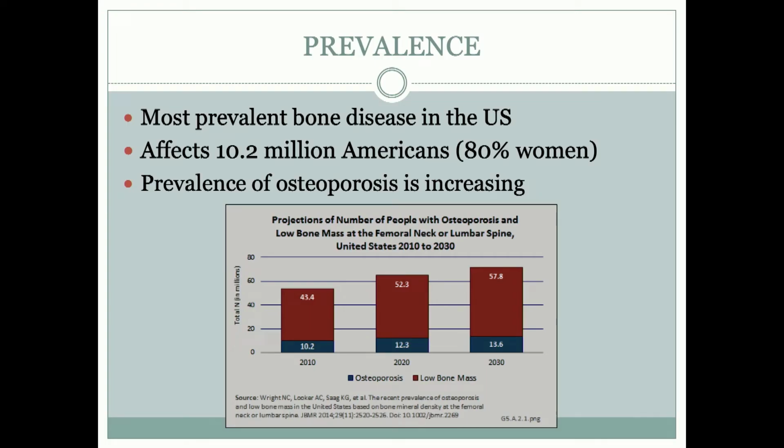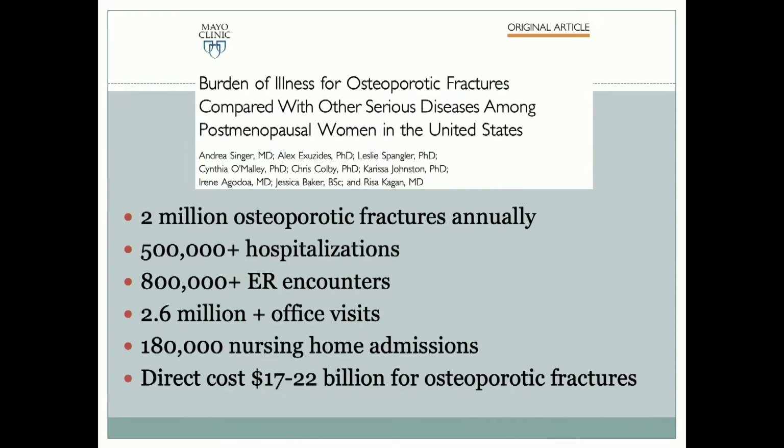Osteoporosis is the most prevalent bone disease in the United States. It affects over 10 million Americans, and the incidence is only expected to increase in the next decade. It does burden our socioeconomic system, so over 2 million osteoporotic fractures occur each year. This results in over 500,000 hospitalizations, 800,000 ER visits, 2.6 million office visits, 180,000 nursing home admissions, and a direct cost to our system of over 20 to $22 billion.